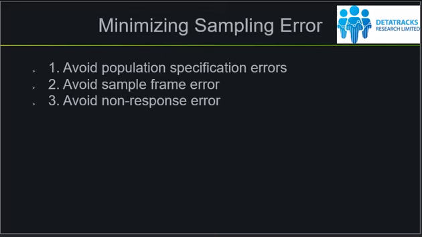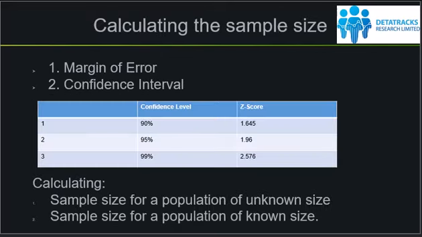So then how are we going to calculate our sample size? Determining the size of your sample population is one of the most difficult decisions to make in your survey. A large sample can yield more accurate results, but the more respondents you collect, the more expensive it gets. So let's look at these two statistical variables which we use to calculate the sample size. One, the margin of error, and two, the confidence interval.